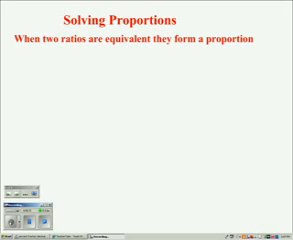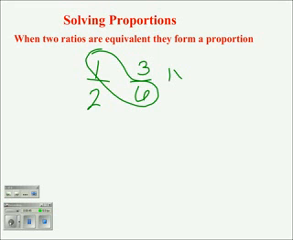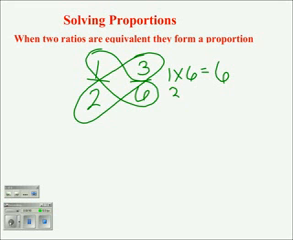So let's take a look at this proportion. We've got the ratio 1 to 2 and 3 to 6. And in order to see if our proportion is equal, we need to find the cross products. The cross product is simply the product of the numerator of one ratio and the denominator of the other ratio. So 1 times 6 is a cross product, and 3 times 2 is a cross product.